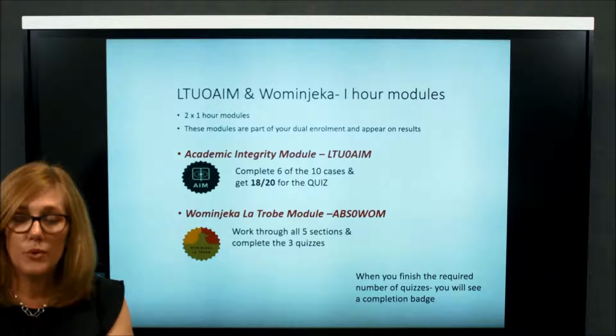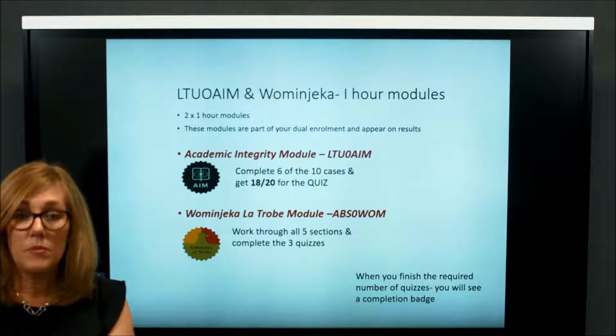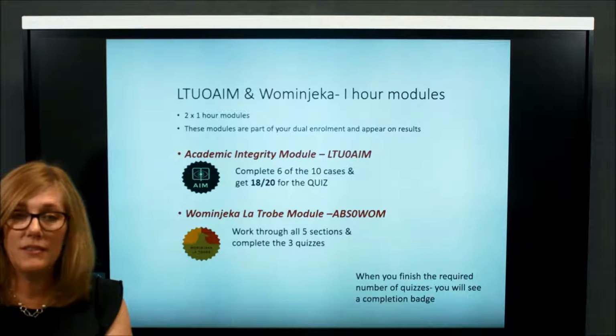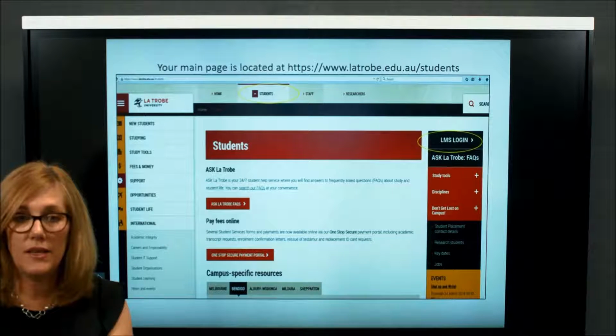There are a number of quizzes to work through. With the quizzes, you need to complete a minimum of 6 of the 10 cases and get 18 out of 20 for the academic integrity module. With Wominjeka, you work through all 5 sections of the module and complete 3 quizzes. There is no record of how many attempts you make to get the correct number of answers. Your TAFE particularly wants you to do those 2 units as they complement your study at TAFE.